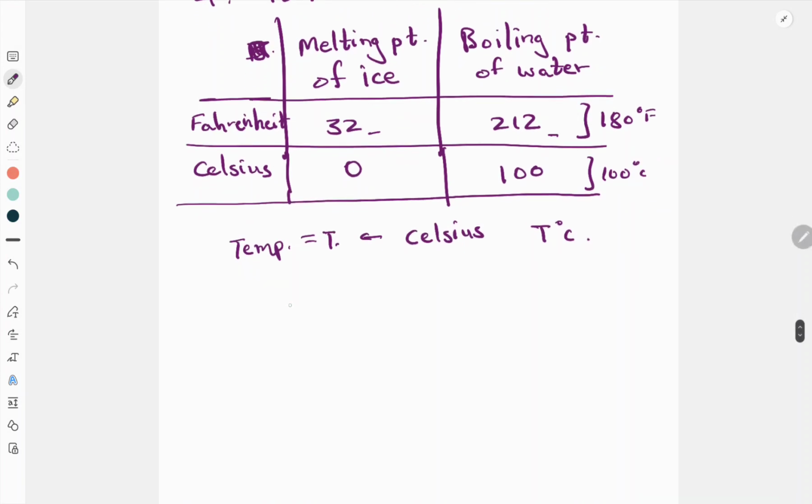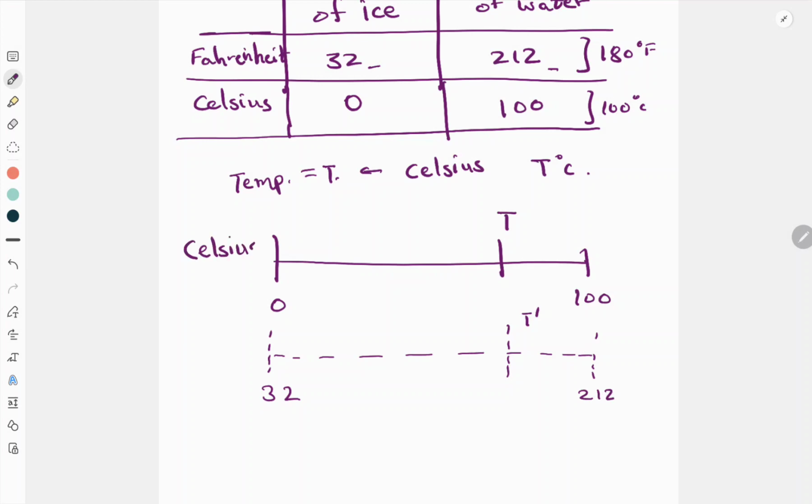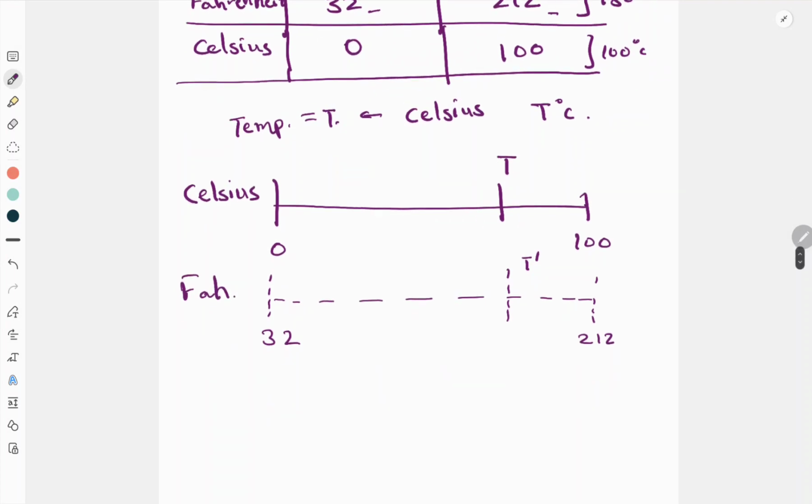So I know that its distance, it's like this. This is 0, suppose this is 100, and this is somewhere T. I don't know where it is. And on the Fahrenheit scale it will look like this. I'm going to draw it in a dotted line. Let's call it T prime. This number is 32, this number is 212. This is the Celsius scale, and this is the Fahrenheit scale.